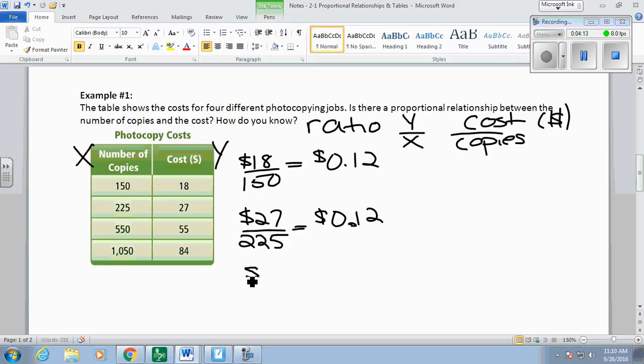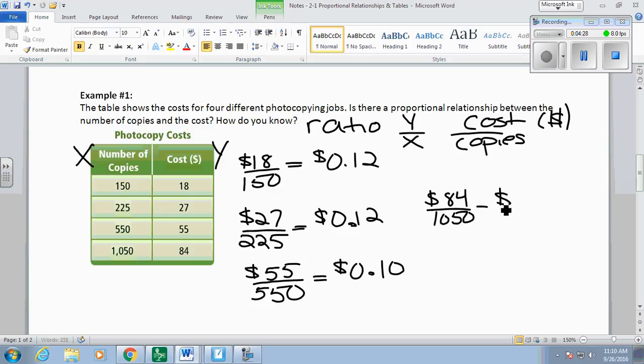So far, it is showing that it is a proportional relationship. Now, if I do $55 for 550 copies, I'm going to get 10 cents. And just to make sure that I didn't do any of my math wrong, I want to see if I did $84 divided by 1,050, it's now 8 cents a copy.